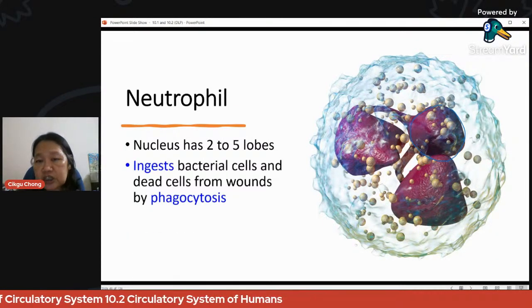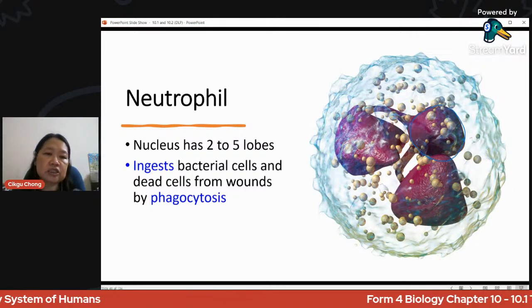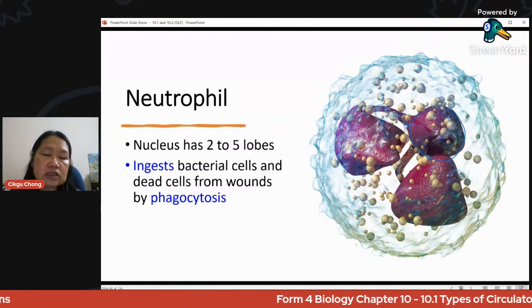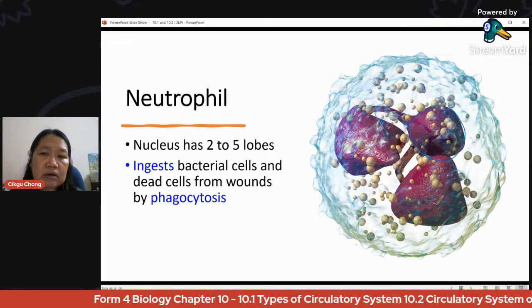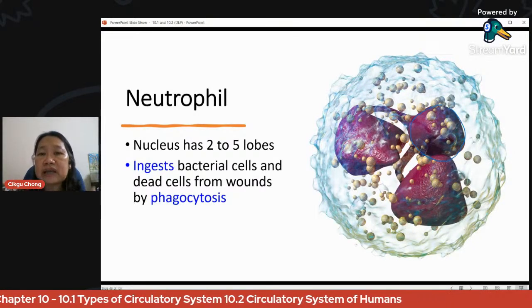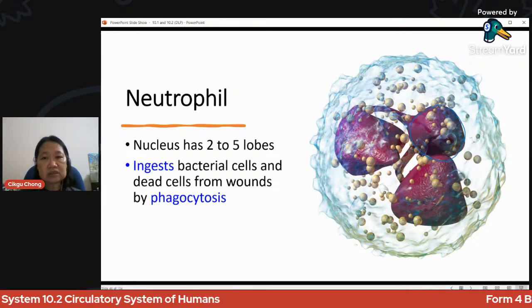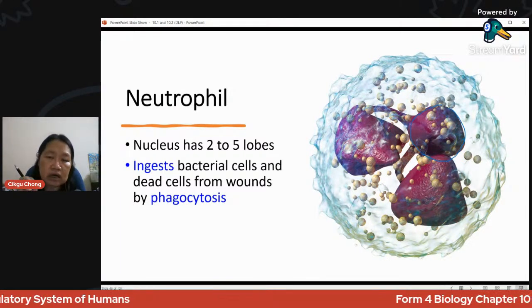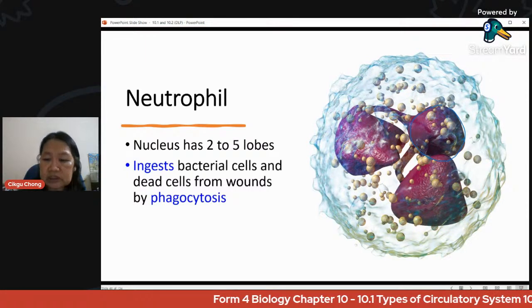And the function you need to remember: neutrophil has a function of eating up the bacteria, eating up the cells which come into your body and attack your body. So it carries out the process called phagocytosis. So it will menelan, okay? It will engulf, it will surround the bacteria, bring it inside the cell, and digest it, okay? Using the enzymes that it produces.